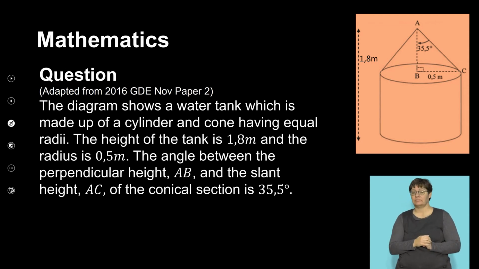The diagram shows a water tank which is made up of a cylinder and a cone having equal radii. When it says equal radii, that just means that the cylinder has a radius of 0,5 meters and the cone has a radius of 0,5 meters. The angle between the perpendicular height AB and the slant height AC of the conical section is 35,5 degrees. So that is this top angle that is labeled over here. We know that this angle is 35,5 degrees.